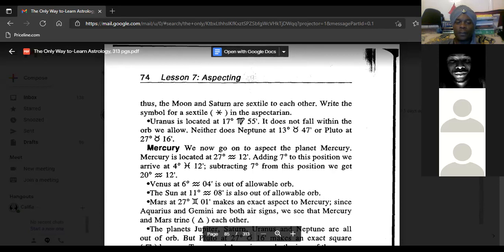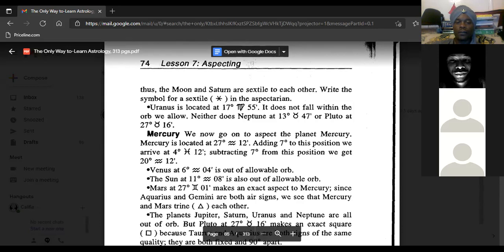Mercury. We now go on to aspect the planet Mercury. Mercury is located at 27 degrees, 12 seconds. Adding 7 degrees to this position, we arrive at 4 degrees, 12 minutes. Subtracting 7 degrees from this position, we get 20 degrees, 12 seconds.